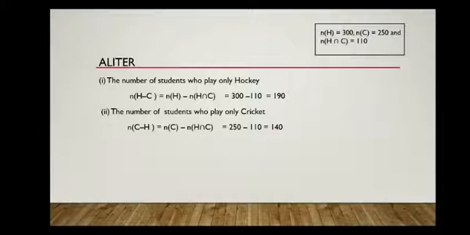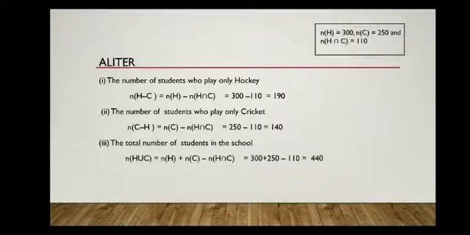So what will be the number of students in the school? That will be n of H union C. Right. n of H union C is equal to n of H plus n of C minus n of H intersection C. n of H is 300 plus n of C is 250 minus n of H intersection C is 110, which is equal to 440. So we can solve this problem by using the Venn diagram or using these results.